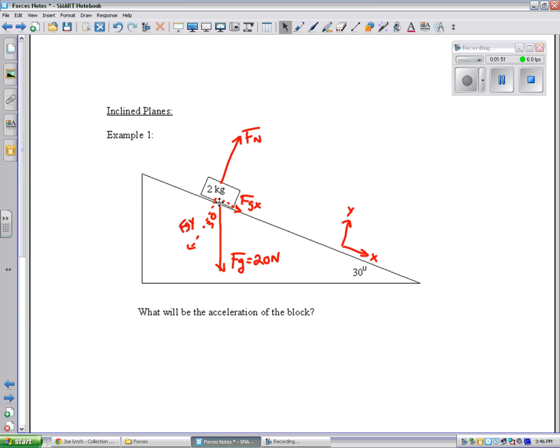Don't draw this part. I want you to see what this is looking like. This is really maybe a rectangle like this. Okay, FGY is here, FGX is here. I get a right angle down here. And since I have a right angle here between x and y, I can use sine and cosine to find these.